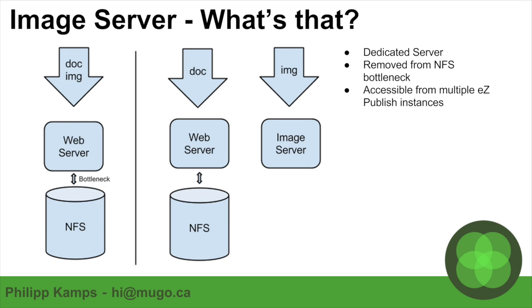Another advantage is that you can have multiple Easy Publish instances accessing that image server. So for example, a concrete example is that for one client we have the content split up in an archive and in a live content Easy Publish instance. So both instances are storing and accessing the images in one central location, the image server. So it's easy to cross-link here and show images from archive content on the live side and vice versa.